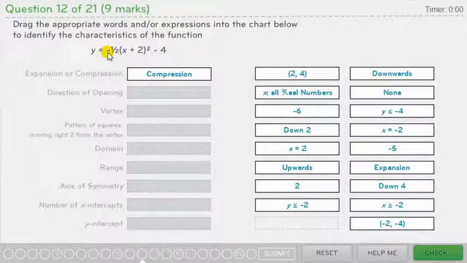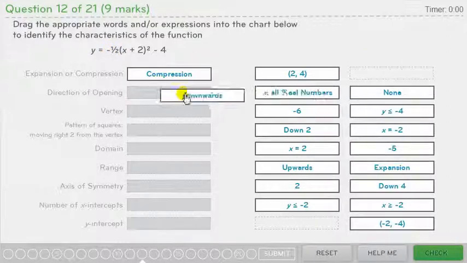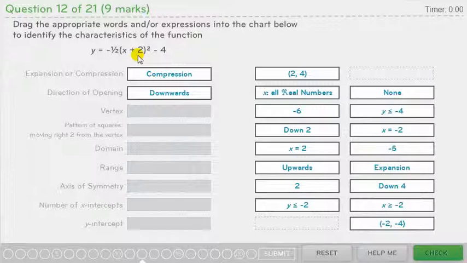Because the a value is negative, we know that it opens downwards. The vertex for this function is going to be at (-2, -4).